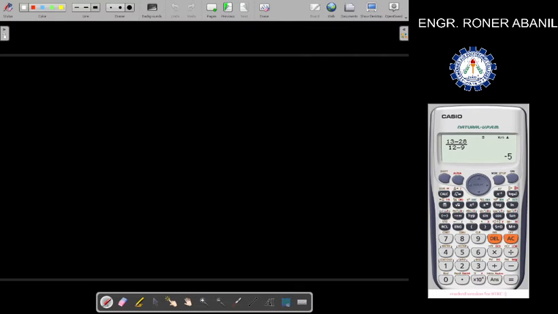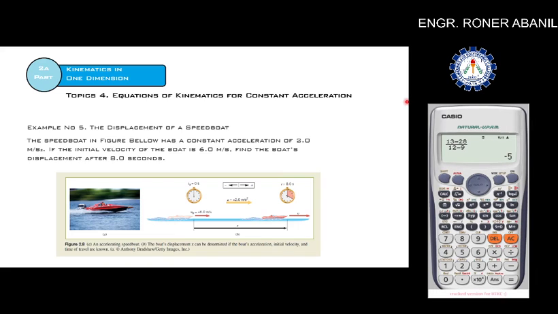So dito magagamit natin yung formula na x is equal to 1/2 the initial velocity plus the final velocity multiplied by time. Pero, kaso, itong final velocity natin is hindi natin alam. Okay? Meron siyang binigay na time. Di ako nagkakamali, may binigay siyang time.